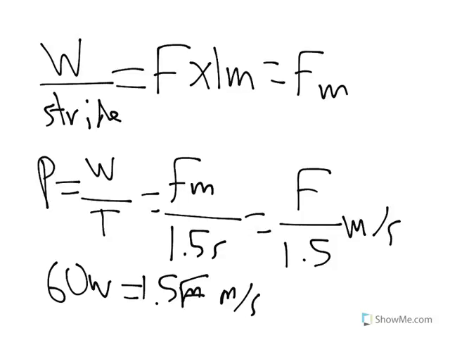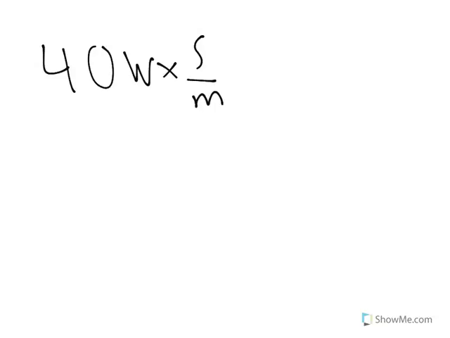60 divided by 1.5 comes out to be 40. So we can say 40 watts times seconds per meter. We just inverted that and multiplied, equals force. Watts times second per meter is newtons. So that's 40 newtons. So that's how much resistance he needs to set his treadmill to in order to power this light bulb. It needs to take 40 newtons of force.